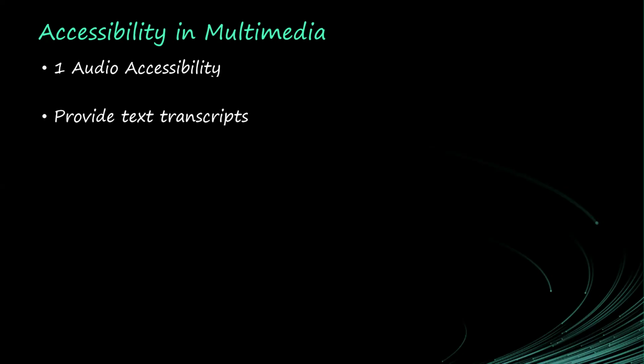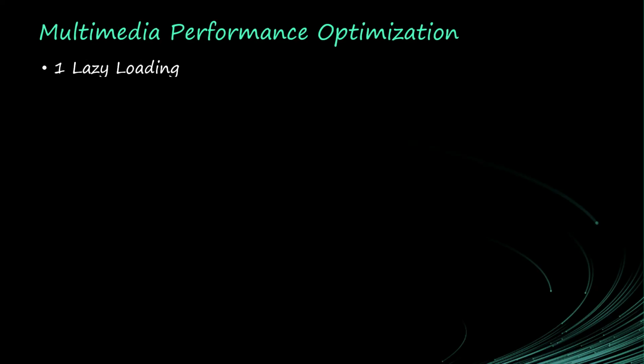So all you have to do is give it the source, and the source has to be pointing to the embedded URL. You can also make audios accessible, provide text transcript, and avoid autoplay with sound. Don't use autoplay. Allow the users to play the videos themselves, unless there is a reason for that. Lazy loading: always lazily load your videos. Use loading equals lazy.